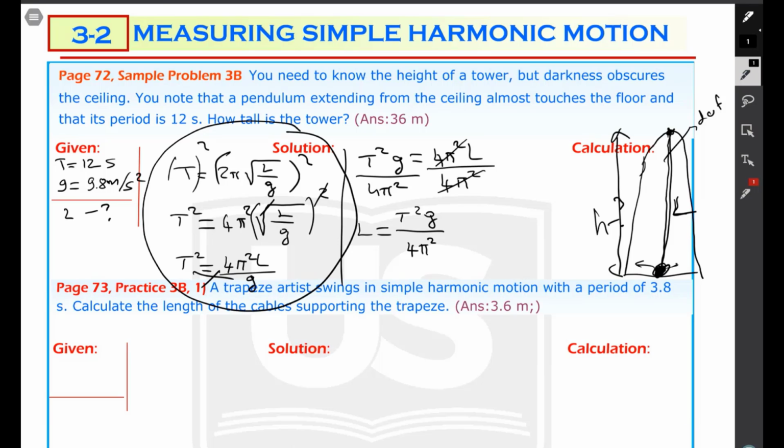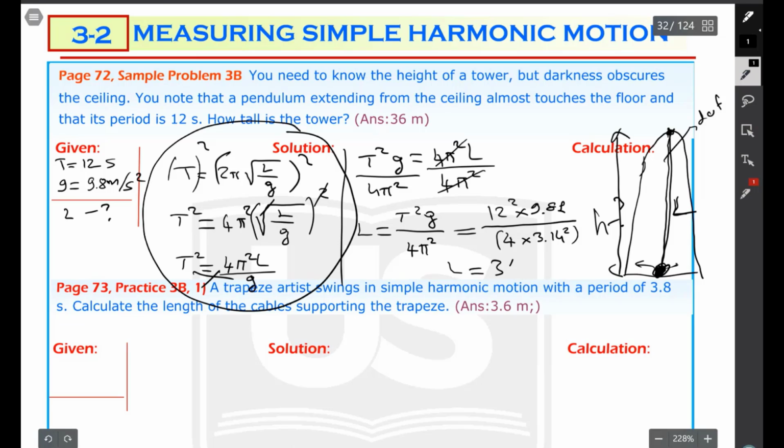So you should leave the quantity which is to be calculated alone here, as I did: L is equal to T squared g divided by 4 pi squared. And the rest is your calculator. So let's insert the given. T is given as 12 squared, g is 9.81, divided by 4 pi squared, where pi is 3.14 squared. But remember, the denominator must be in brackets. So if you do them all, you will get the length as, it's written here, 36 meters.